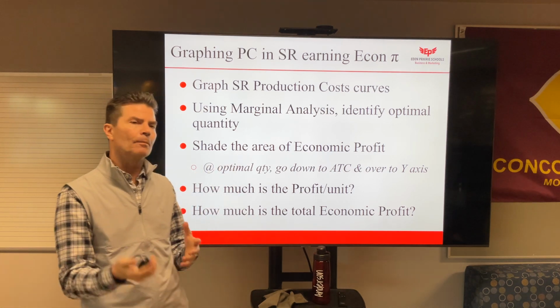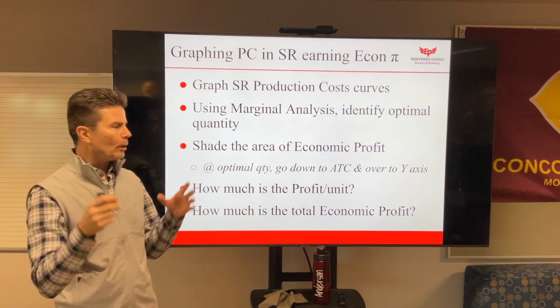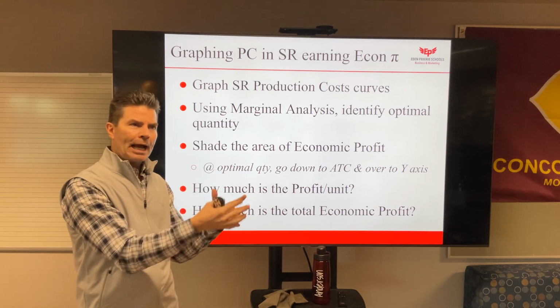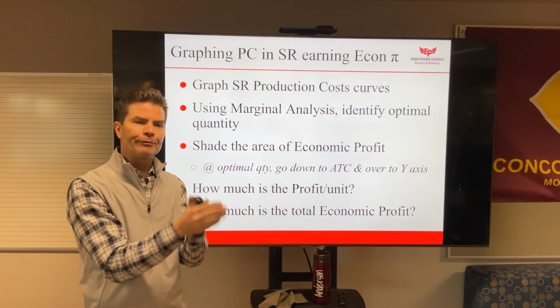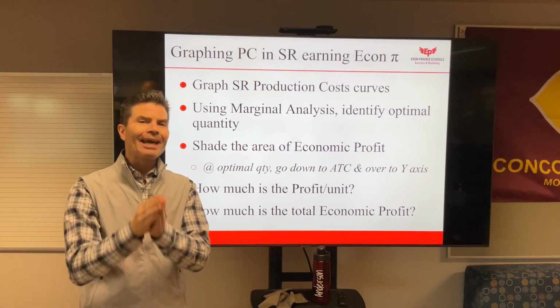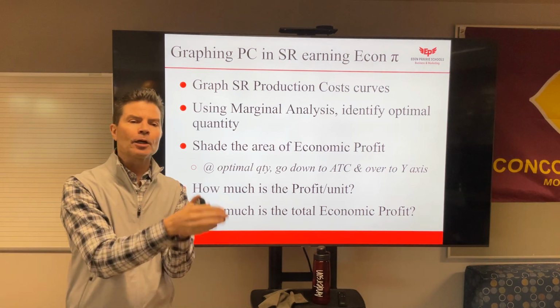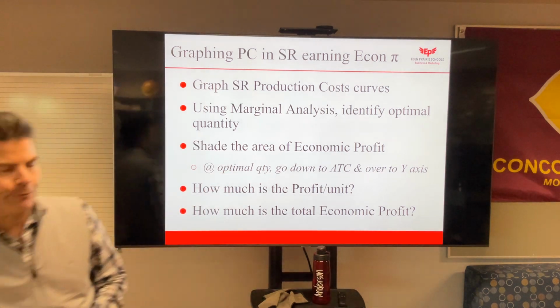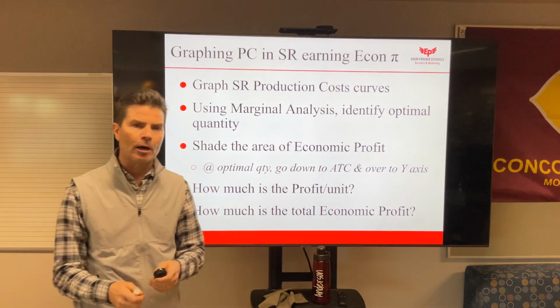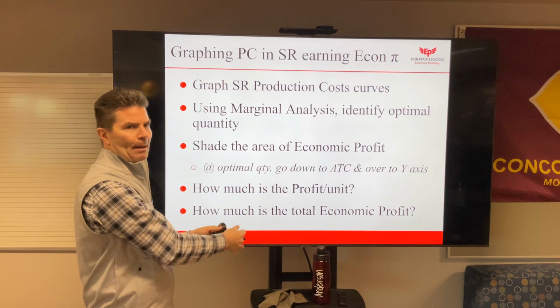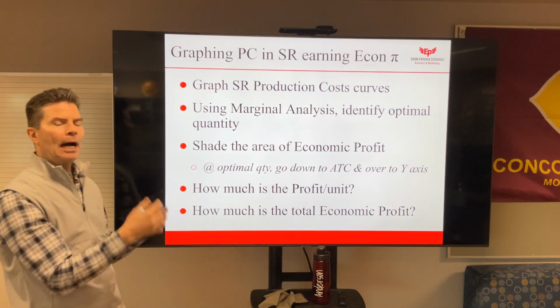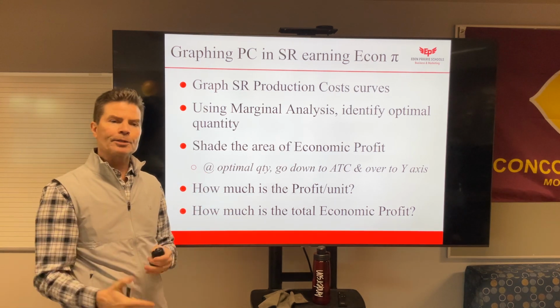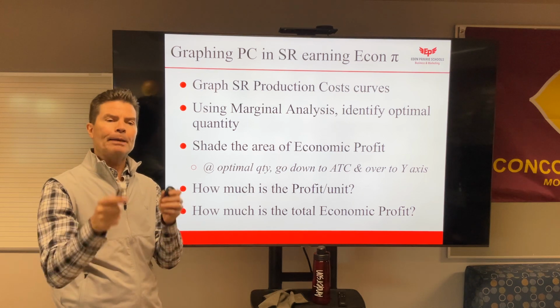And so we're going to talk about, in this next video here, how do we actually graph a perfectly competitive firm in the short run and the long run, and how do we determine what the profit is. So I will be writing on the TV and adding different kinds of information, and get my marker here. And so these are the steps. These are the steps for how you graph perfect competition in the short run, earning a profit.